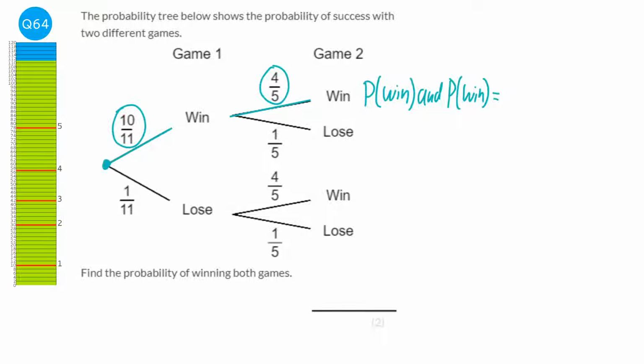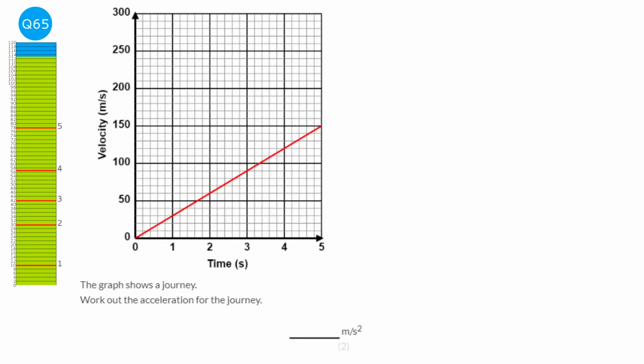So probability of winning game 1 was the first fraction we circled, which was 10 over 11. Probability of winning game 2 was the second one we've circled, which is 4 over 5. The word and in probability means times. So we're going to times the tops, which is 40, times the bottom, which is 55. And we can divide top and bottom by 5. So that will give us the probability of 8 over 11.